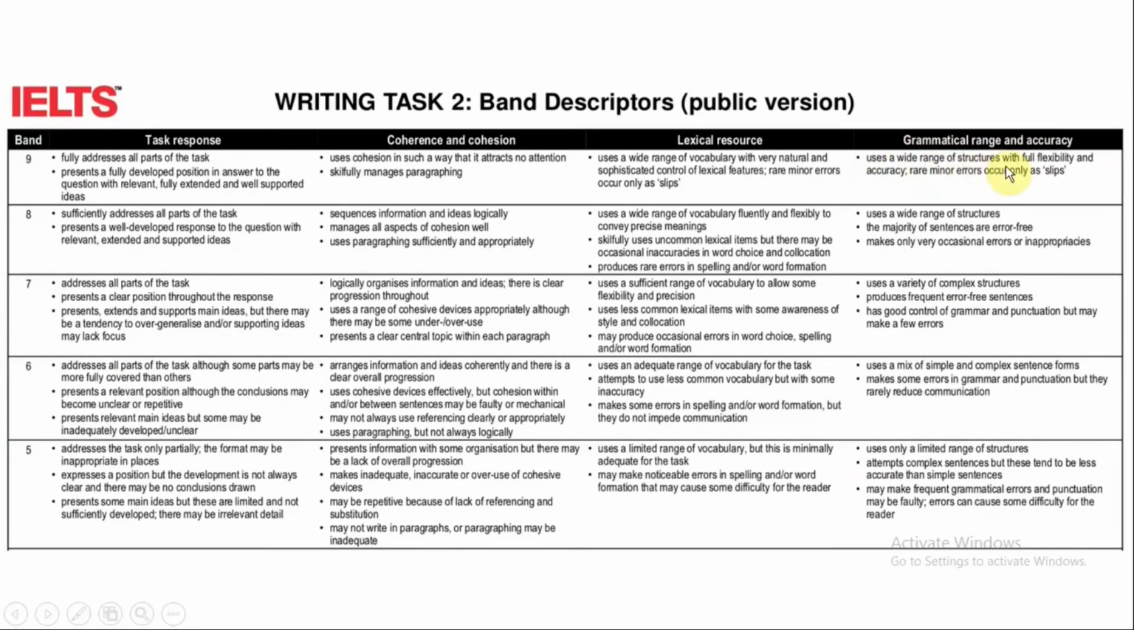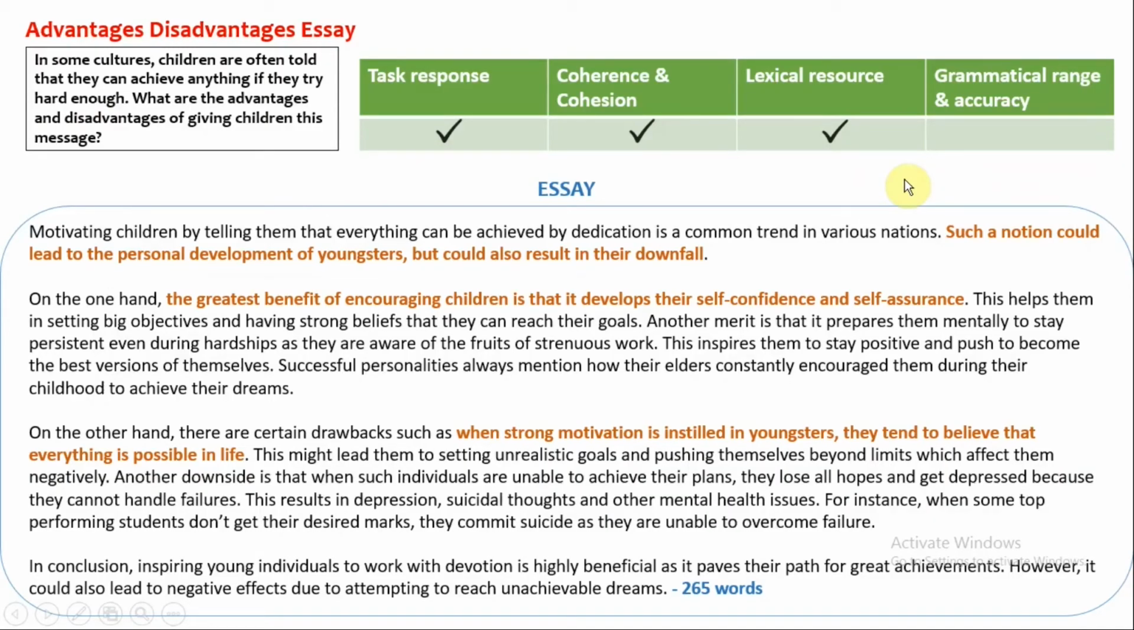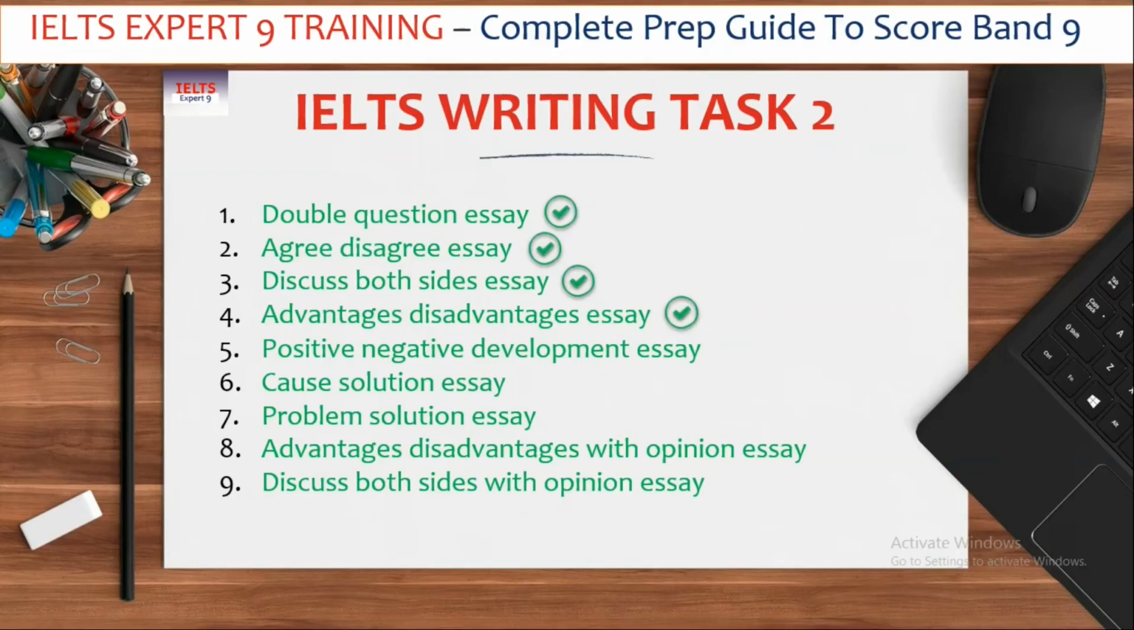Use a wide range of structures with full flexibility and accuracy. My essay has many simple, complex and compound sentence structures. Also, it has a wide range of grammar with correct forms of tenses, verbs, articles, nouns, adjectives, adverbs, prepositions, along with correct spelling and punctuation. The grammar is accurate, hence grammatical range and accuracy is also satisfied for Band 9. You can definitely get Band 9 if you practice well following the techniques I have shown you.